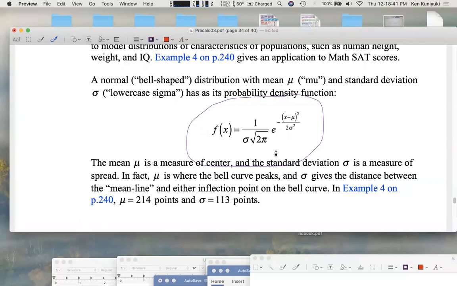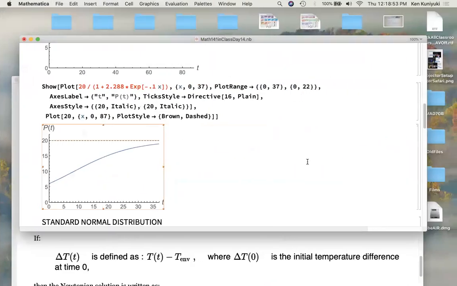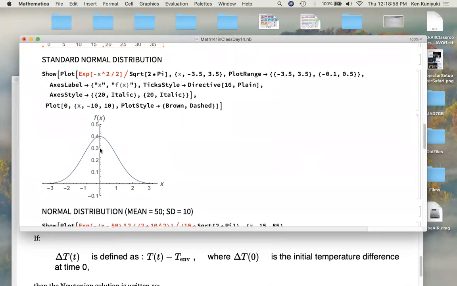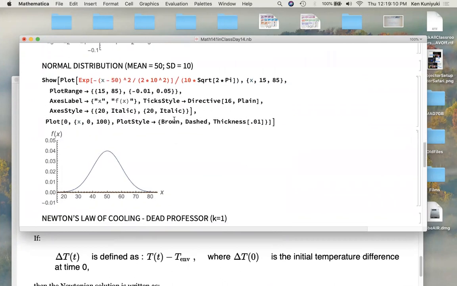This is the formula for a normal density curve, for a normal probability density function with mean mu and standard deviation sigma. So for example, the standard normal distribution has mean 0 and standard deviation 1. That's the horizontal distance from the mean line to either inflection point where you change concavity. Let's say you take a test where the mean is 50 points and the standard deviation, sigma, is 10 points.